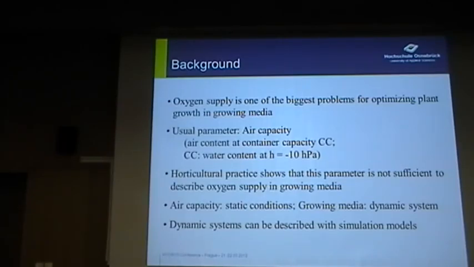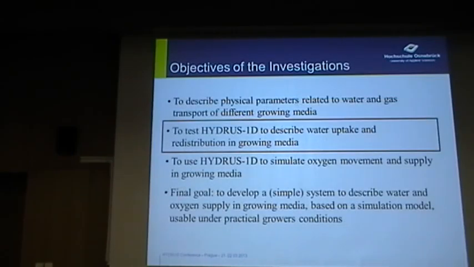And the reason will be that this air capacity is a very, very static parameter. And of course, if we look at irrigation and all the other things, we need a dynamic system. And we expect that a dynamic system can be described with simulation models. So this is the background.